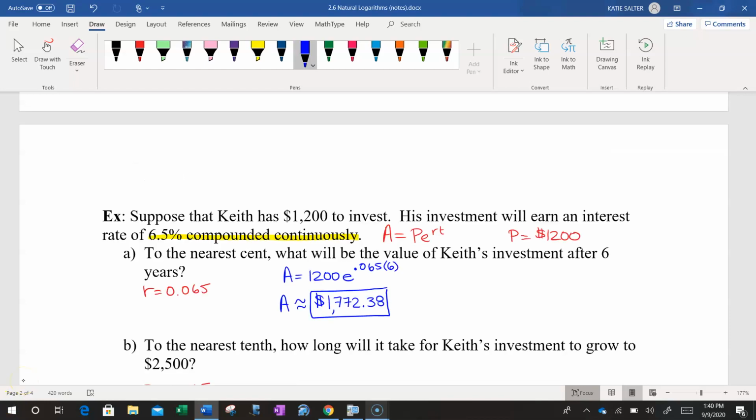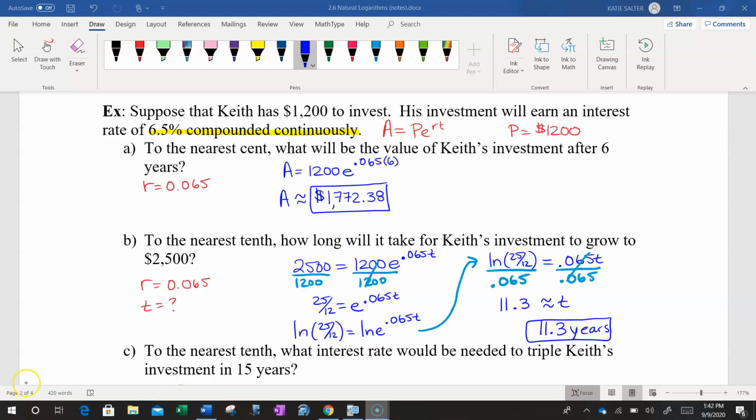The first part is just straight up being able to recognize which formula to use, substitute everything in, and make that calculation. The next one wants to know to the nearest tenth, how long will it take for Keith's investment to grow to $2,500? Okay, so we set everything up and we're solving for the time in this case. We are working this out algebraically. So we divide each side by 1,200. Then once we isolate that e, we take the natural log of each side, and we ultimately, after solving for t, get about 11.3 years.